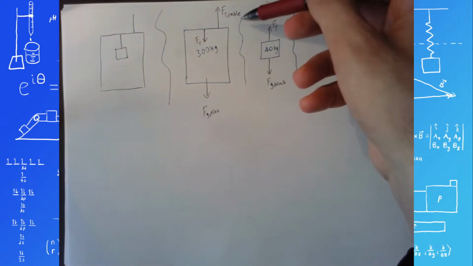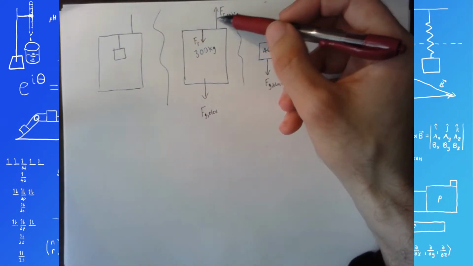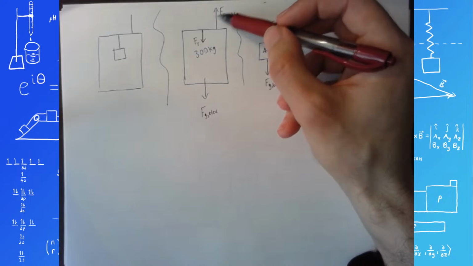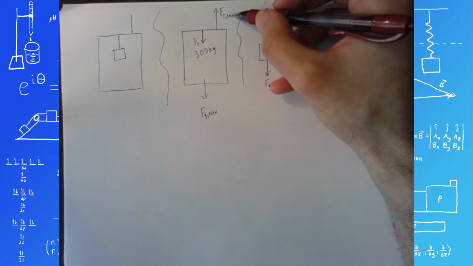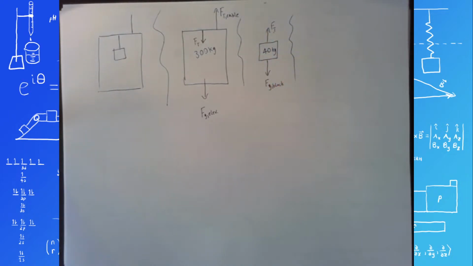I guess you could technically, if you wanted to avoid having to call these tensions different names, call the tension in the cable an applied force. That's one way around it if you don't like writing out whole words as subscripts for your variable names. That's one option that you have. But otherwise, our diagrams are complete.